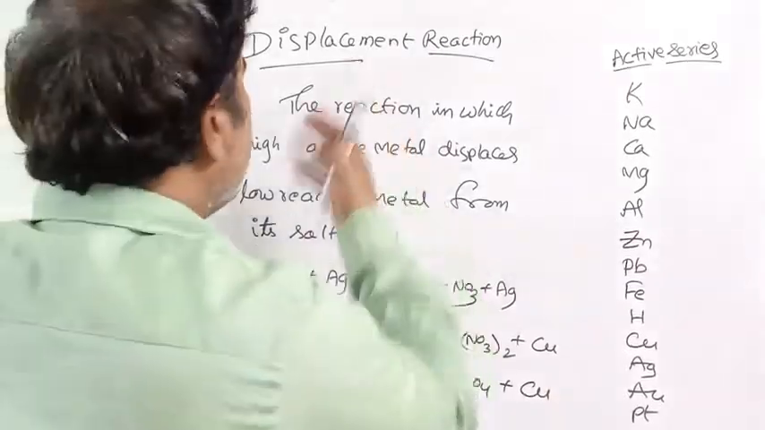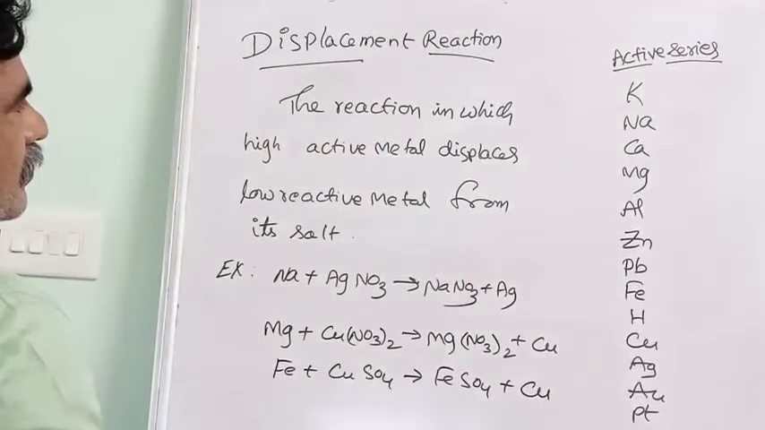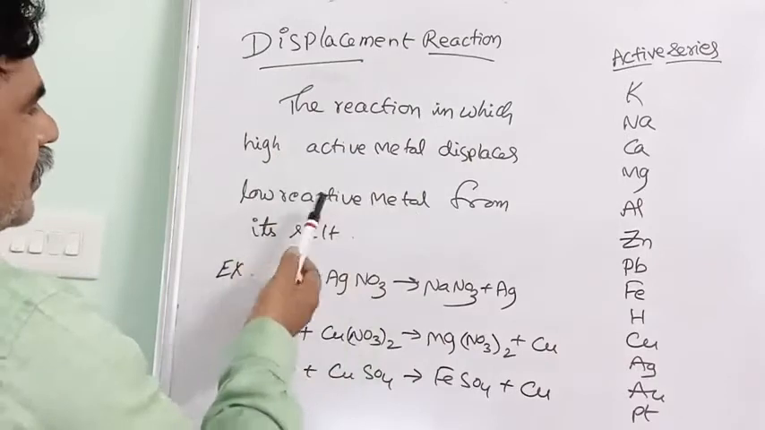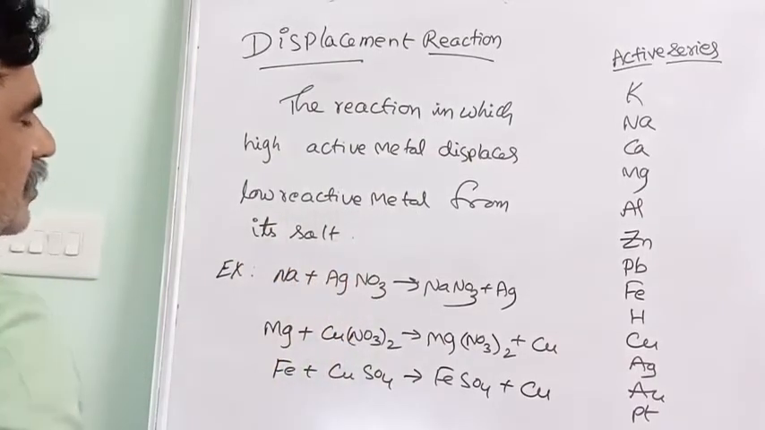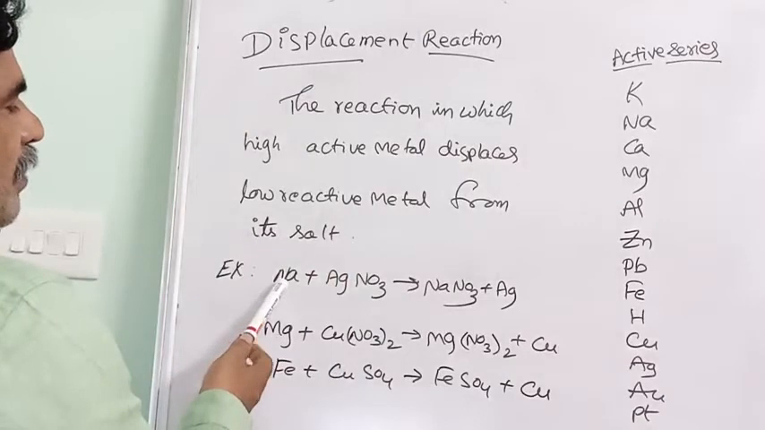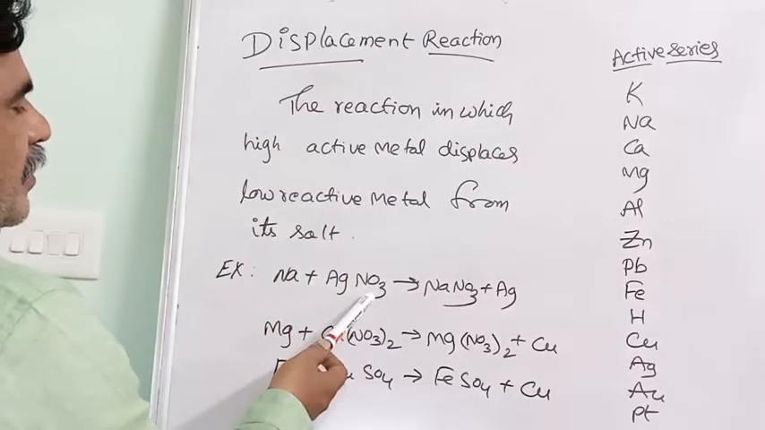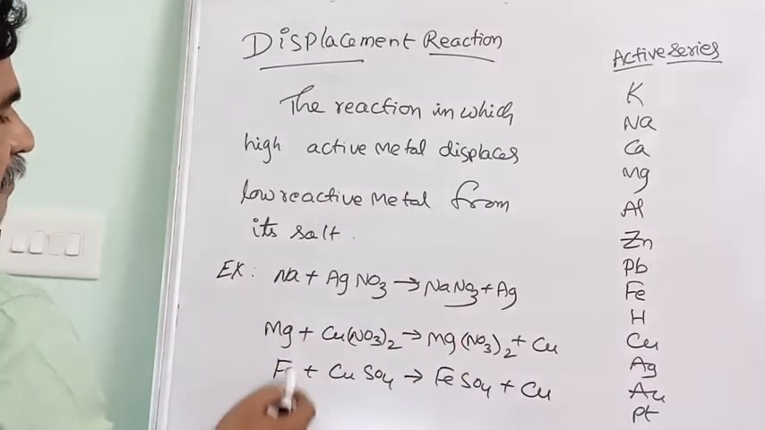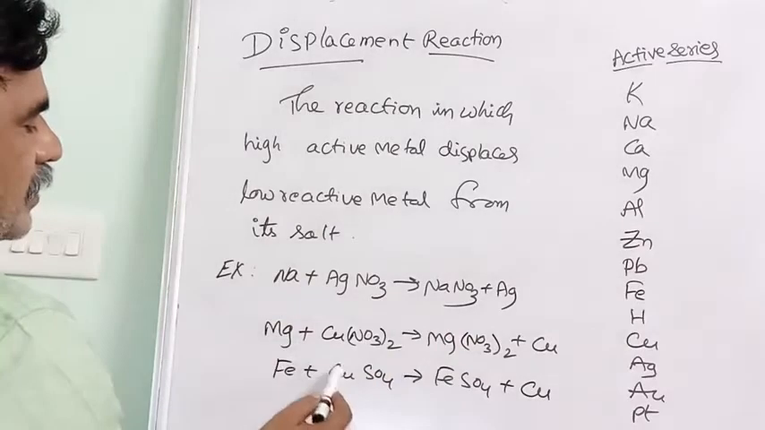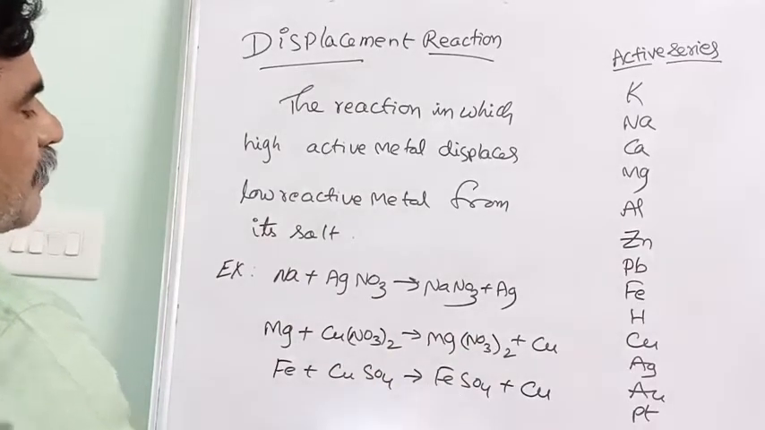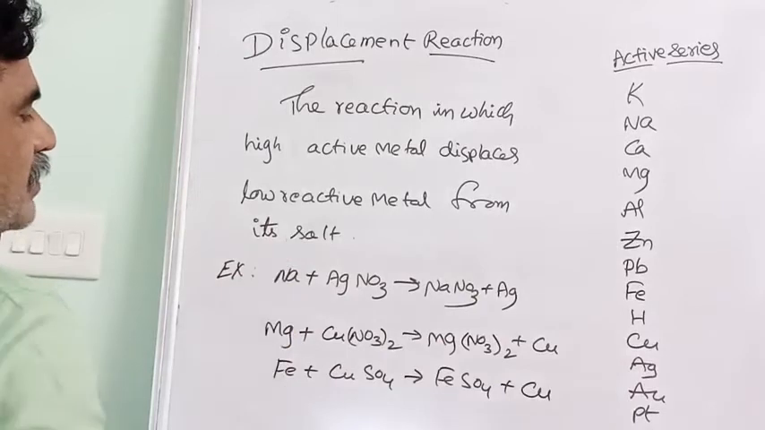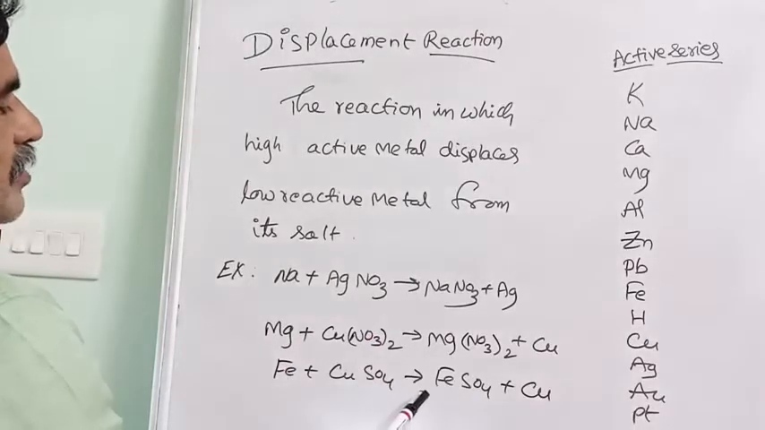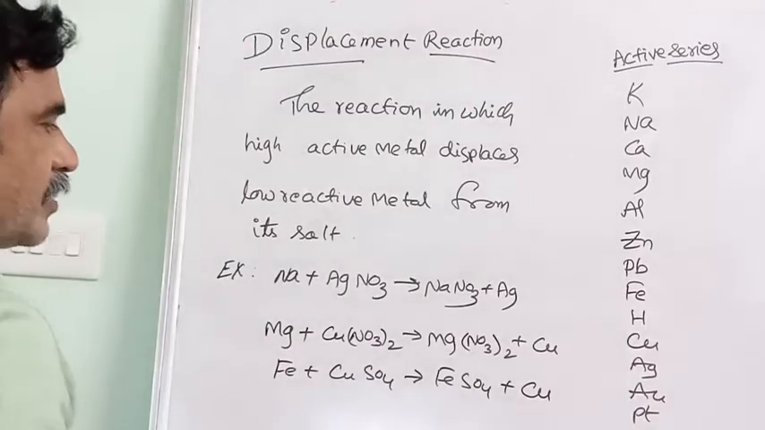Okay. Next reaction is displacement reaction. See, it is the reaction in which a highly active metal displaces a less reactive metal from its salt. Example, sodium when reacting with silver nitrate displaces silver out. It becomes NaNO3. In the same way, iron plus copper sulfate: iron will displace copper out and it becomes iron sulfate. That means a highly active metal replaces a low active metal from its salt.